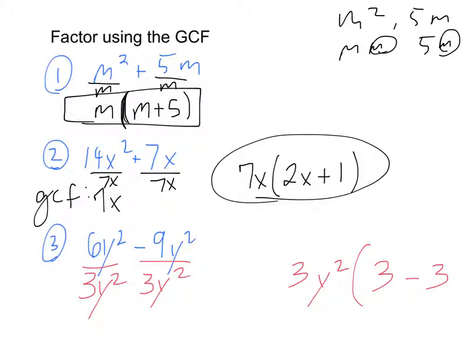Let's see here. Oops, I made a mistake, didn't I? Let's go back and check this out. 6 divided by 3 is 2, I suppose. Alright, and we have minus 9y squared divided by 3y squared, which is 3. And we're done.